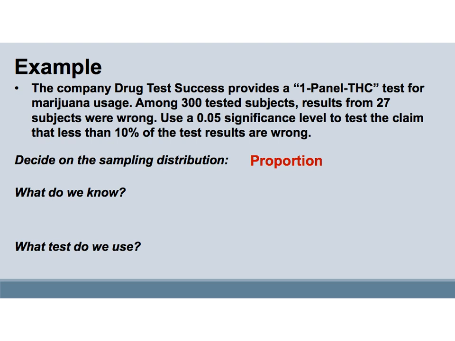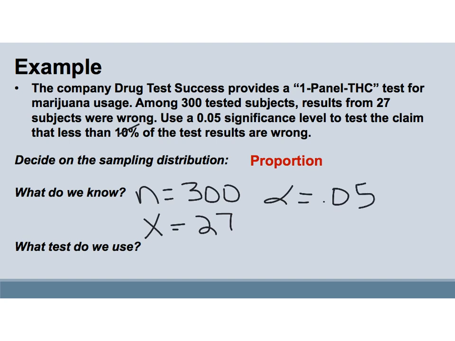What do I know? I've already used the 10%, so I don't need to do anything with that. I had 300 tested subjects, so that's N. And 27 results were wrong, well that's X. And 0.05 significance level, so that's alpha. Since it's proportion, I know I'm going to do a one prop Z test. Proportion only has one test, so I don't really have to think too hard on which one to use as long as I realize I'm doing proportion.